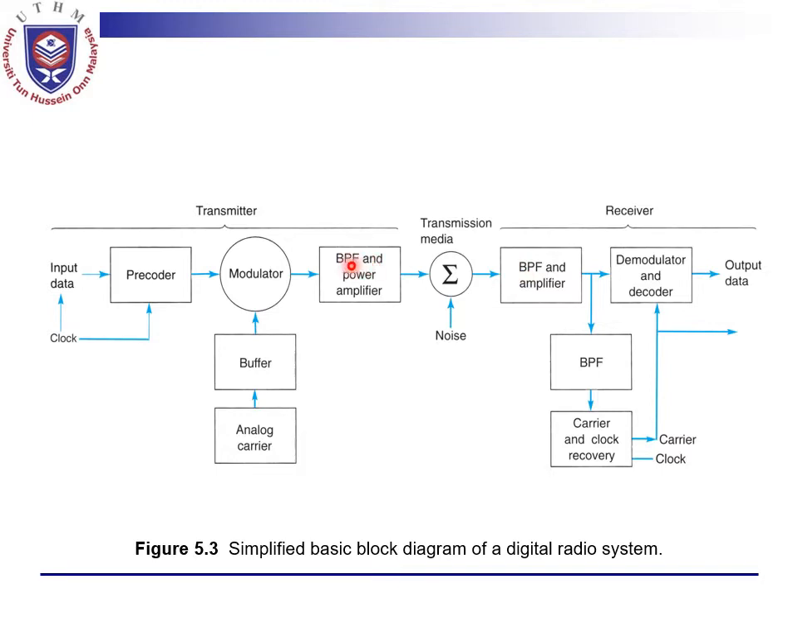So the function of the band pass filter at this side is the same as the function of the band pass filter at the transmitter side. After the filtering process, the filtered signal will be amplified, and then it goes to the demodulator and decoder. This process will separate the carrier and the data. After this process, we have the data that is supposedly the same as the input data here. So this is the basic explanation of this basic digital radio system.